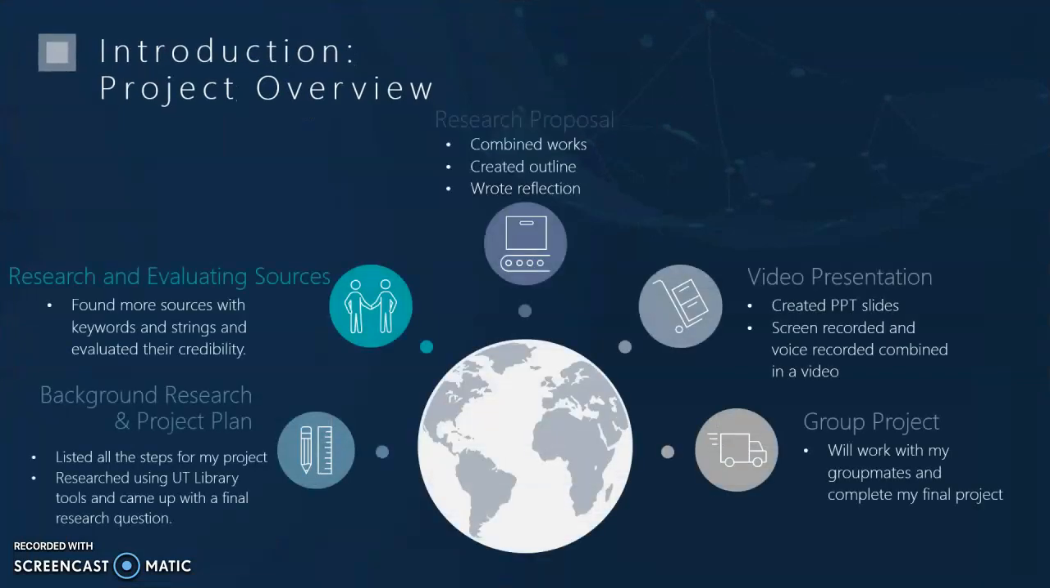First, I did some background research about my topic using the UT Library tools and came up with my plans and steps about my research, like some keywords and also my final research questions, which is my ultimate goal. Then I started to find more sources with my keywords and research streams and evaluate their credibility. Next, I came up with my research proposal, which combined all the work I've done in the last two steps and created my research outline, reference page, and wrote a short reflection.